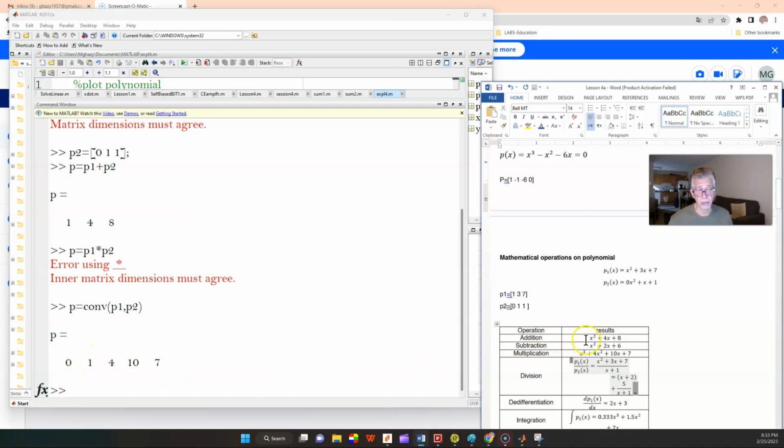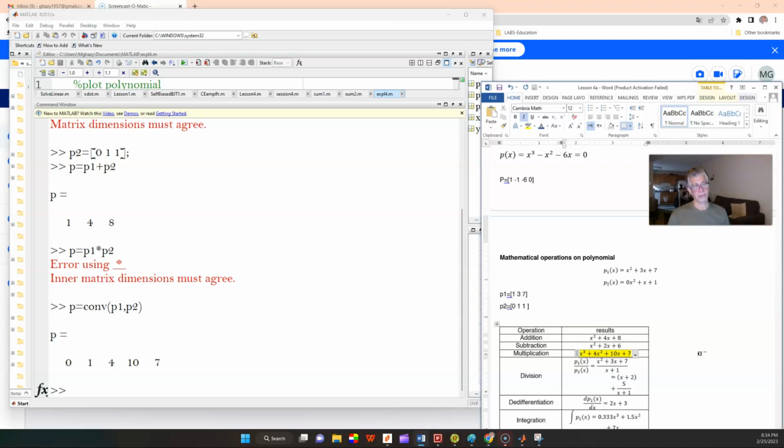So when you write, the result will be x cubed plus 4x squared plus 10x plus 7. Why 4x squared? That one is the coefficient of x cubed, this one is x squared, and this is x: 10x plus 7. So that would be the multiplication. Multiplication of polynomials uses the function conv.